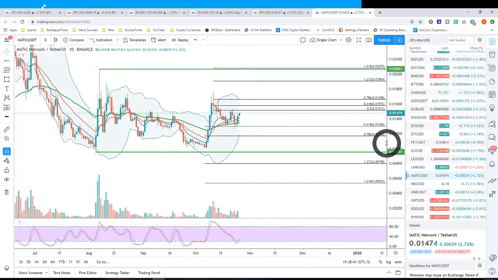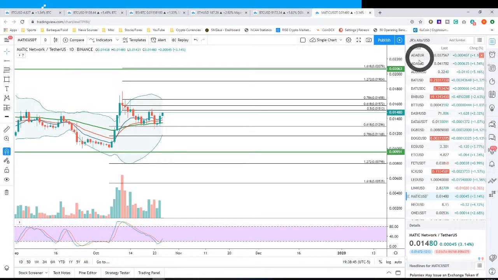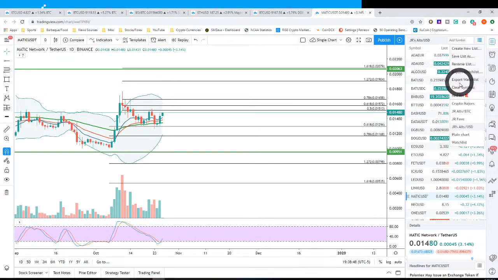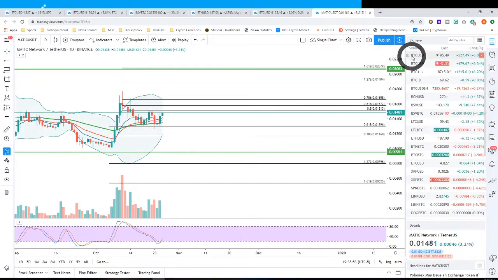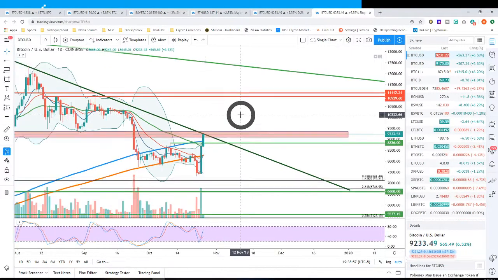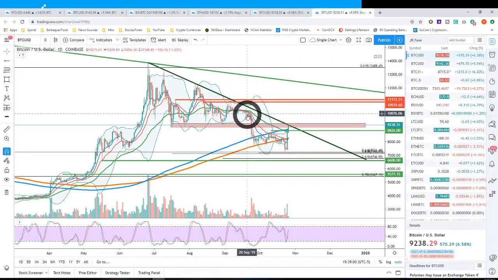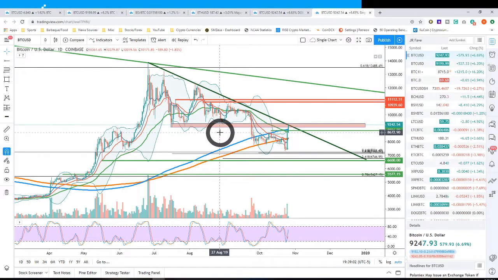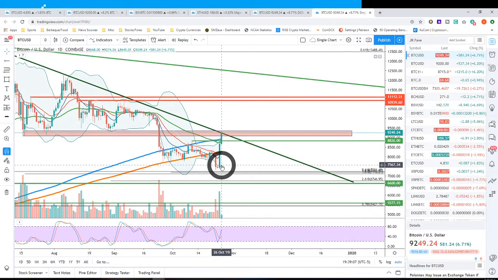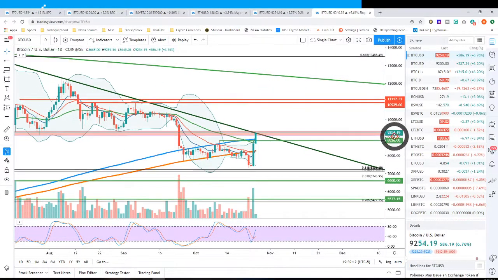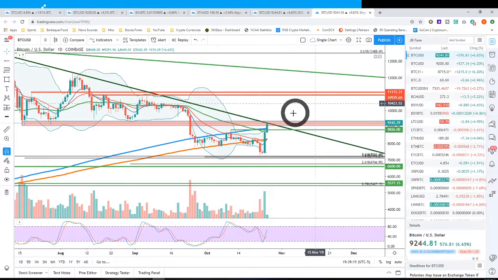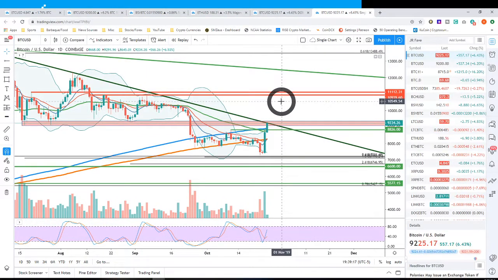Okay, it broke 8,900. Let's take a look. Doesn't bother me, I'm long Bitcoin. Oh, it broke 9,000. Oh, 9,200. Here we go, guys. Going live, we are live. We are testing the trend line live.